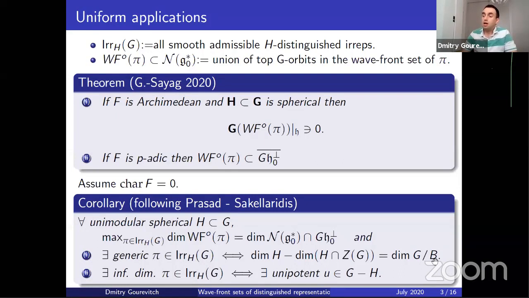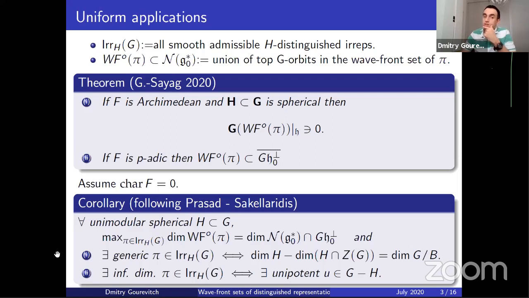On the other extreme, if there are no infinite dimensional H-distinguished representations, then H is maximal. What is maximal? It means it includes the split semisimple part of G. In other words, the quotient is compact modulo center. Or equivalently, we can say that there exists an infinite dimensional H-distinguished representation if and only if there exists a unipotent element of G outside H. So this is just the complement of H in G. So this is a uniform application: there exist generic representations when H is minimal, and there exists an infinite dimensional H-distinguished representation when H is not maximal.